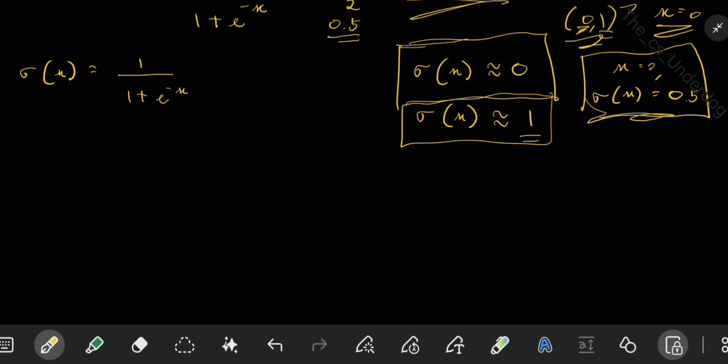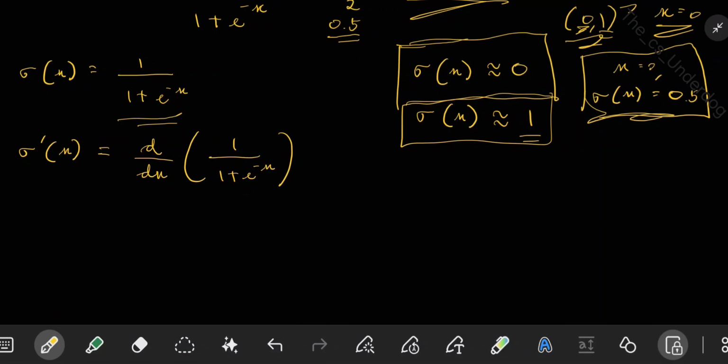Let us see the derivative of sigmoid. This will give a lot of insight, because the derivative of sigmoid is a very important factor and it adds a lot of specialities. So once we find the derivative, we'll see about those things. Let us take the derivative with respect to x. So sigma dash of x, which is the derivative, will be d by dx of 1 by 1 plus e power minus x. So this is just the sigmoid function.